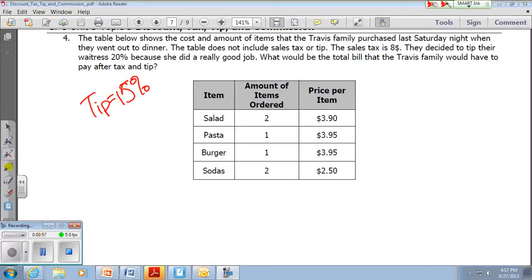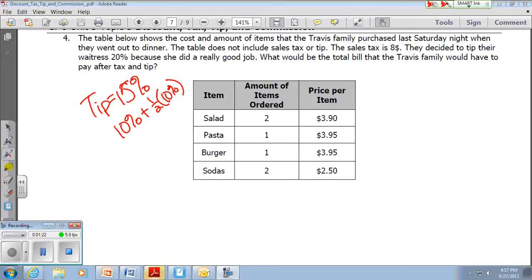and if they do a good job, we want to make sure that we're rewarding them for doing a good job for us and servicing us well. The way I want you to think about tip, though, is 15% as 10% plus half of 10%. And that way you can come up with tip really easily.